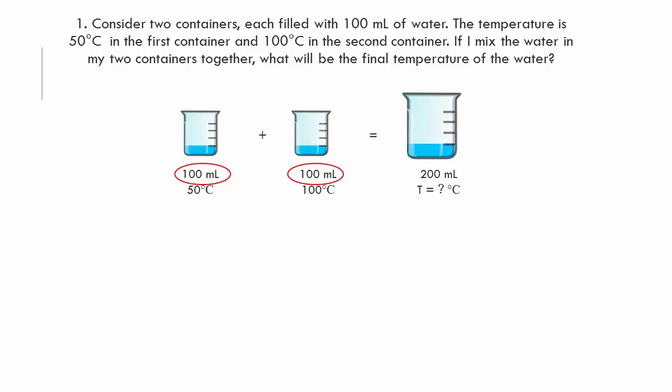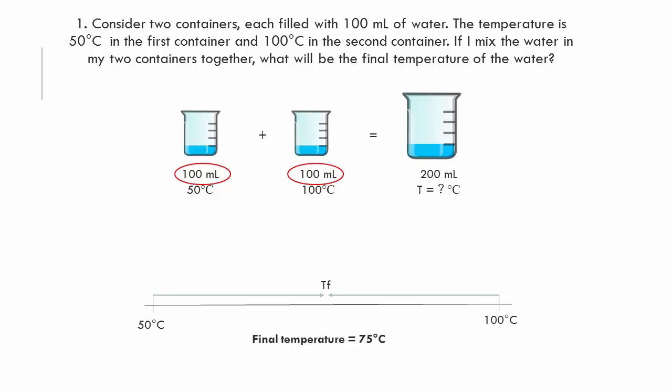With this information, we know that the 100-degree sample will lose its heat at the same rate that the 50-degree sample will gain it. The final temperature of the mixture will be halfway between the two initial temperatures, so 75 degrees Celsius.